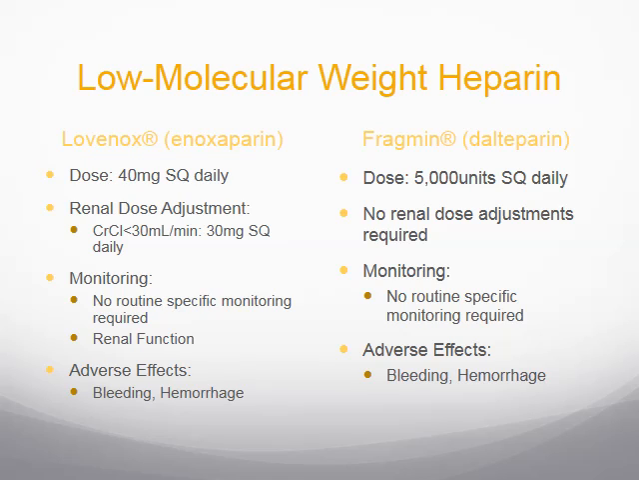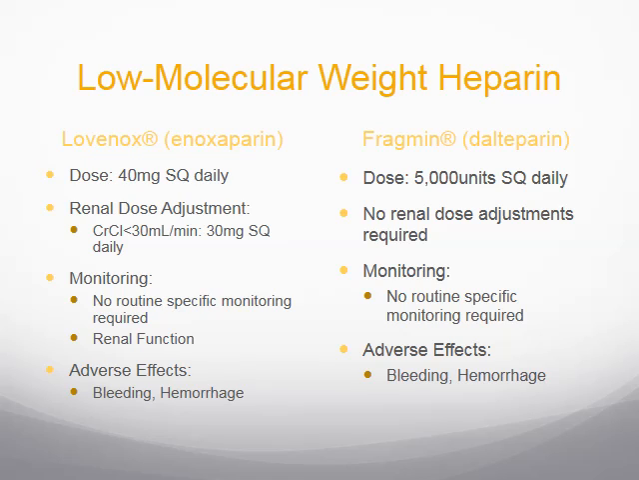Enoxaparin does require a renal dose adjustment. If the creatinine clearance is less than 30 milliliters per minute, it does go down to 30 milligrams subcutaneous daily. But also, if the creatinine clearance is going that low, you may want to consider switching to a different therapy, such as the heparin. Monitoring, like with the heparin, there's no routine specific monitoring required. However, you are going to want to monitor renal function to either increase or decrease the dose.